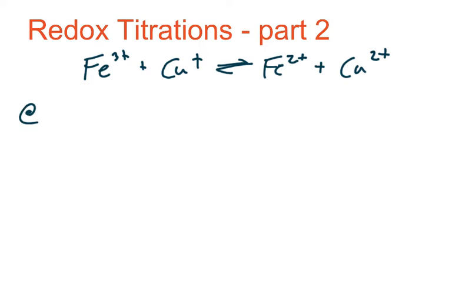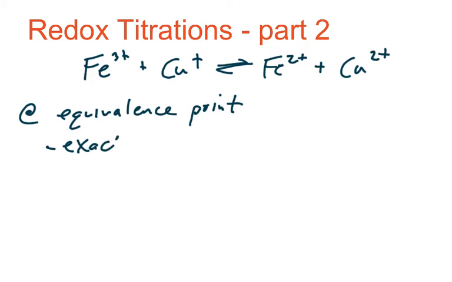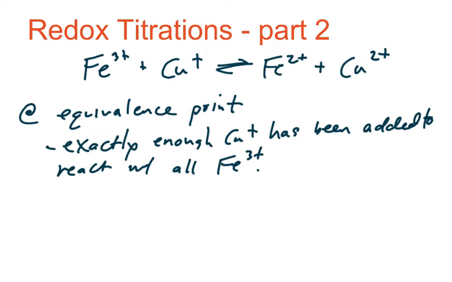Okay, so we're going to pick up now at the equivalence point, in which we've added just enough copper to completely react with the iron 3. By definition, that's what the equivalence point is. In reality, these do not really go to zero. It is still in equilibrium, so there will be some tiny amounts of copper 1 and iron 3 still present. It's not really zero, okay?